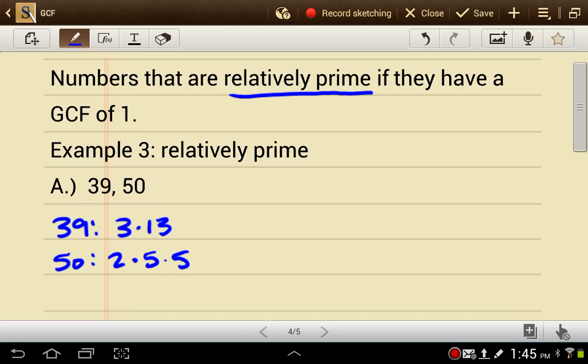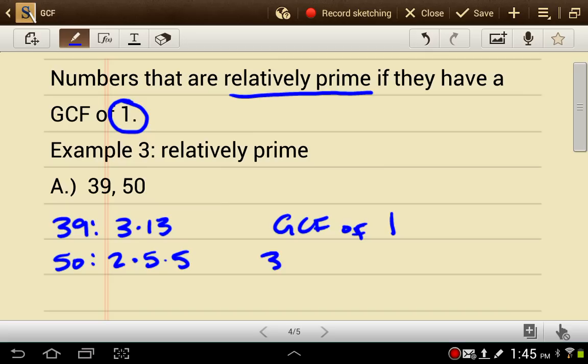So then I'm looking. They have nothing in common. So I don't say my answer is no GCF. Oh, they don't have a GCF. Look, they have nothing in common. Remember, they always have the number 1 in common. So in this case, this would be a GCF of 1. So they have a GCF of 1, okay, and this makes them relatively prime.